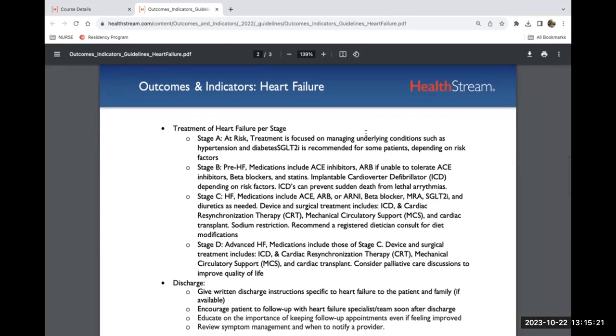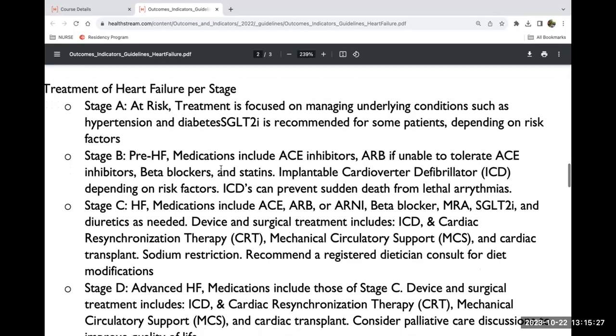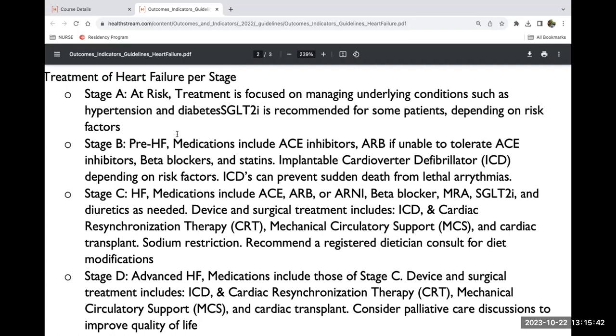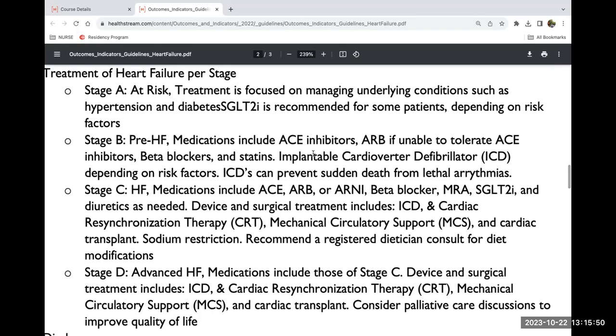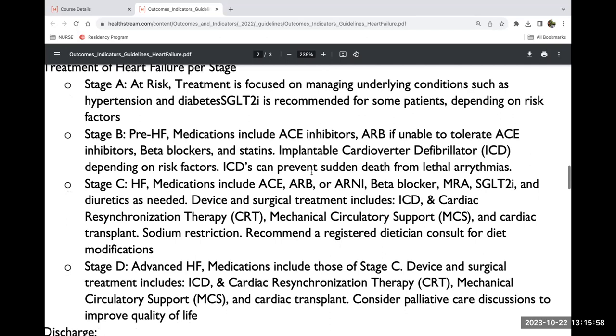Outcomes and indicators. Treatment of heart failure per stage. Stage A, at risk: treatment is focused on managing underlying conditions such as hypertension and diabetes. SGLT2I is recommended for some patients depending on risk factors. Stage B, pre-heart failure: medications include ACE inhibitors, ARB if unable to tolerate ACE inhibitors, beta blockers, and statins, and an implantable cardioverter defibrillator, or ICD, depending on risk factors. ICDs can prevent sudden death from lethal arrhythmias.